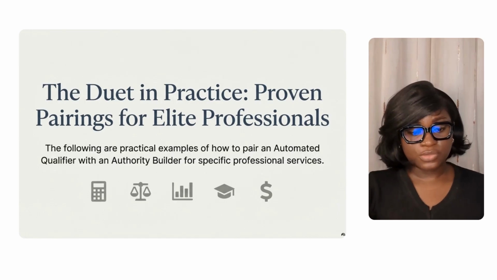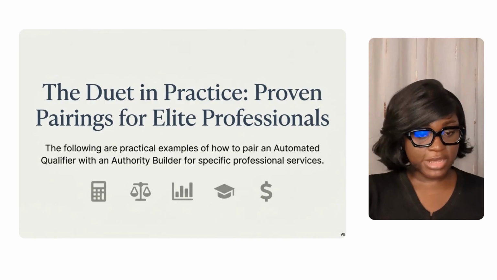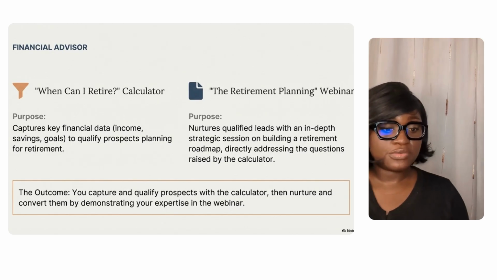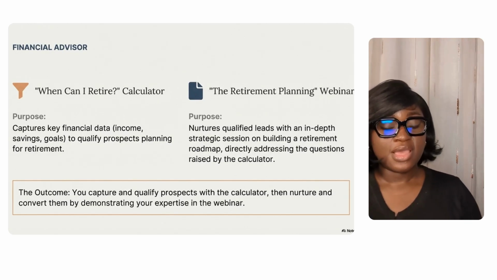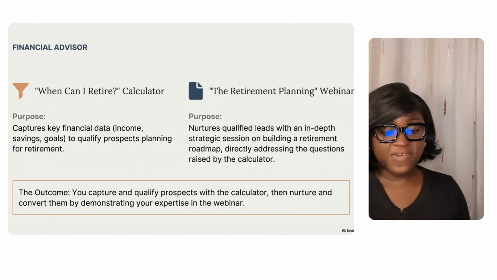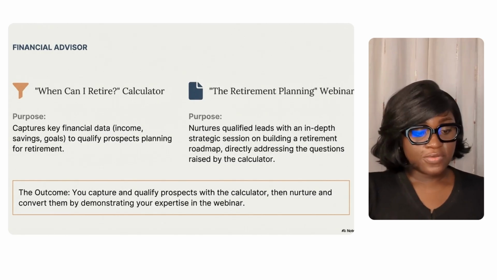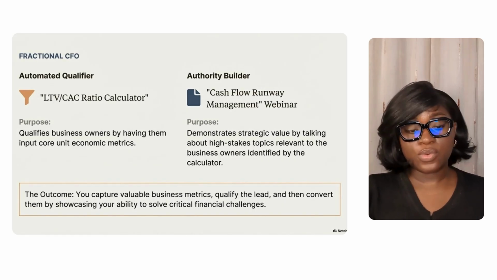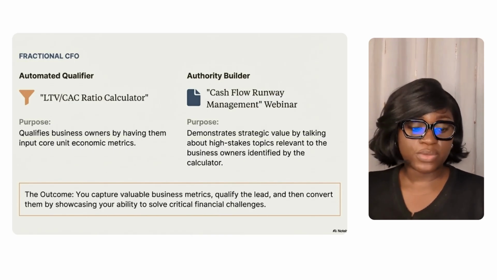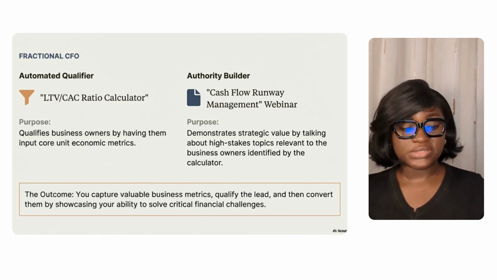So let me give you some practical examples of lead magnets that you can use. If you're a financial advisor, you can use a "when can I retire" calculator and couple it with a retirement planning webinar. You'll be able to capture and qualify your prospect, and you'll be able to nurture and convert this same prospect. For a fractional CFO, you can couple an LTV/CAC ratio calculator with a cash flow runway management webinar. The same thing, you'll be able to capture and qualify the business owners that use these calculators.